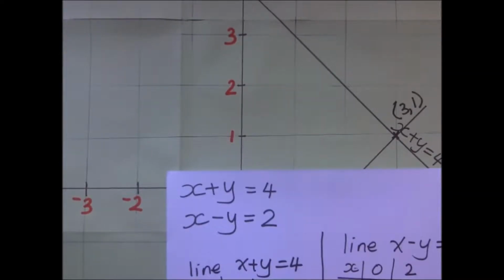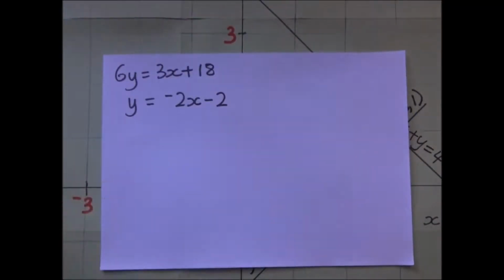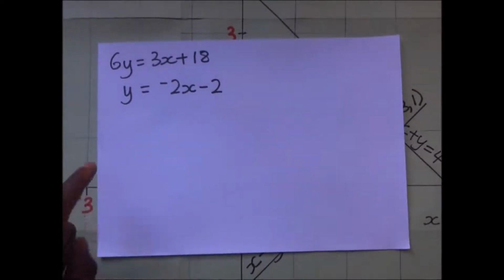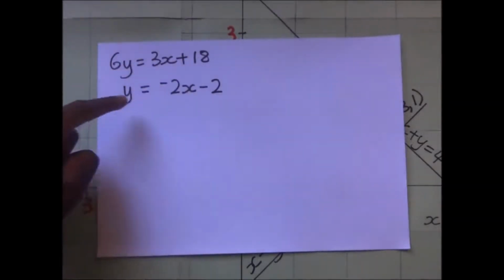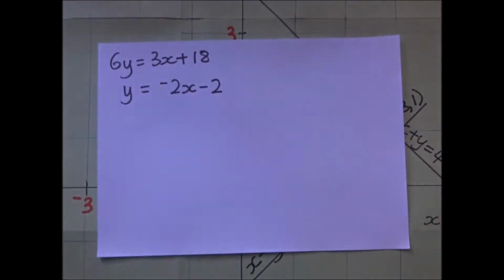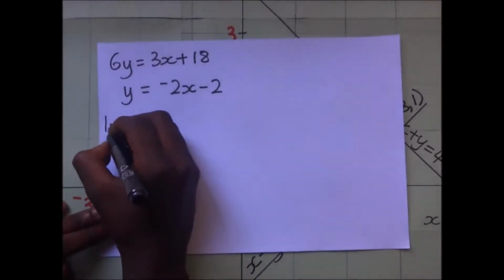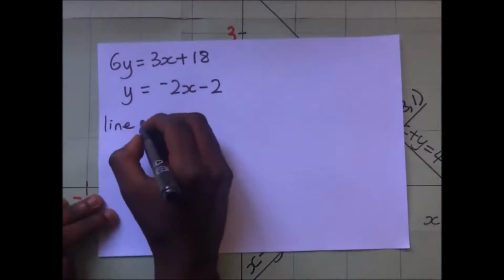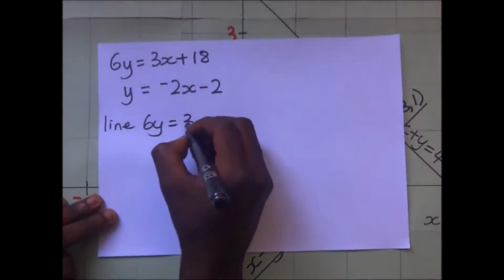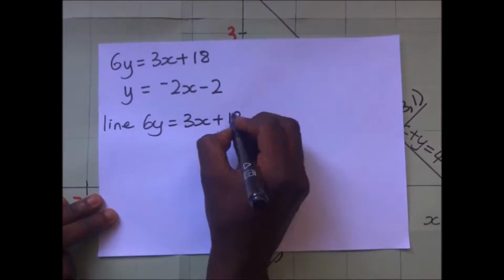We'll illustrate this further with another example. We have another pair of simultaneous equations. We are supposed to solve it using the graphical method. Solving this is simple. We are simply going to draw this line and that line. Where those two lines intersect is the solution to the simultaneous equations. So we begin with the first line, 6y is equal to 3x plus 18.